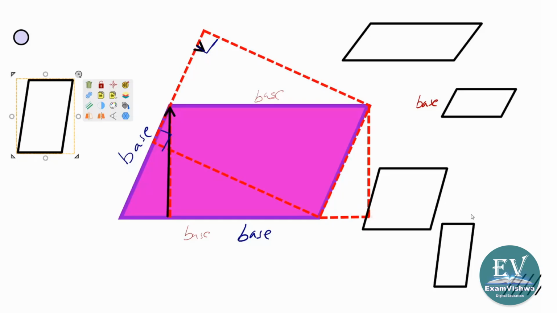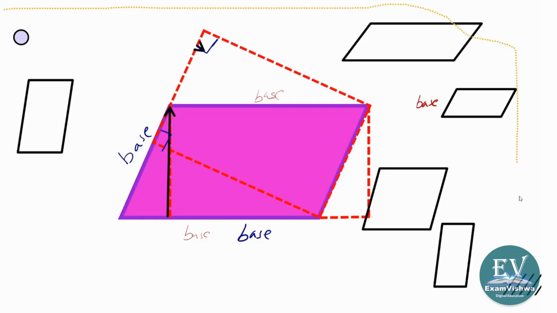Whenever you are solving the sums, you should draw a simple, rough parallelogram and solve the sum so that it won't go wrong. Understood? So let me remove all this that I have done on the screen and go ahead.